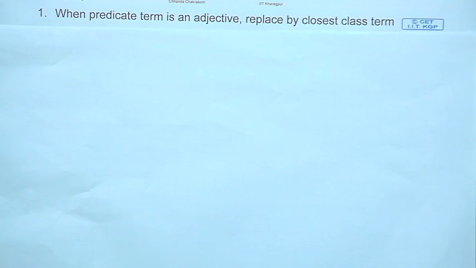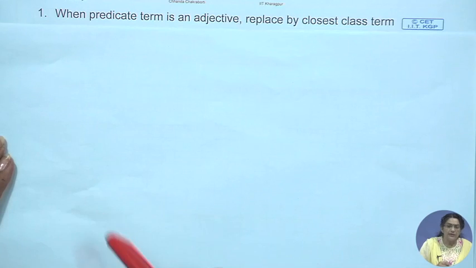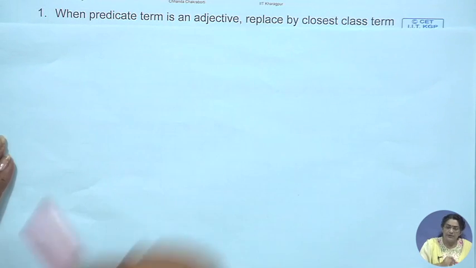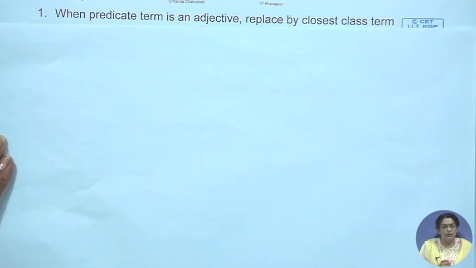So, given that, suppose you have a proposition or a statement where the predicate term is an adjective. Adjective, you understand, something that qualifies the noun. When that happens, remember, it is not in standard form as far as the categorical propositions go, not until you have replaced it with a class term. Any class term? No, the answer is the closest class term to the adjective. Let us take an example.